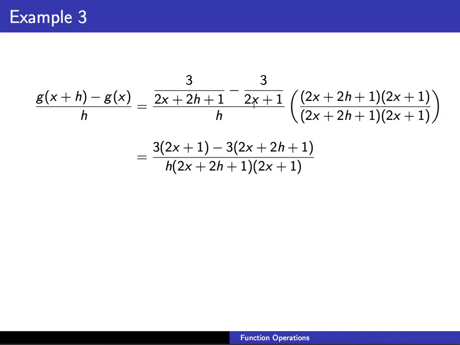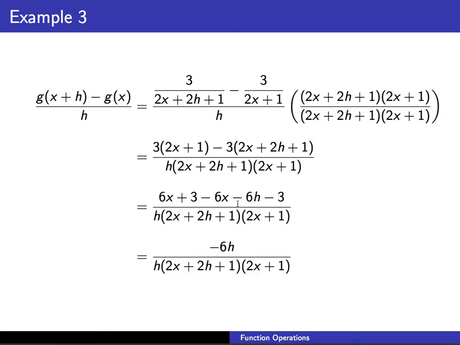And then minus 3, the 2x plus 1's cancel out, so minus 3 times the 2x plus 2h plus 1. And then we don't have to multiply everything out necessarily down here. We just leave it as h times the 2x plus 2h plus 1 times the 2x plus 1. All right, distributing the 3 and the negative 3 in the numerator, we get 6x plus 3 minus 6x minus 6h minus 3. Up top, we've got some like terms that cancel out, leaving only the negative 6h. The 6x minus 6x is gone. The 3 minus 3 is gone. So we have negative 6h over h times this expression.